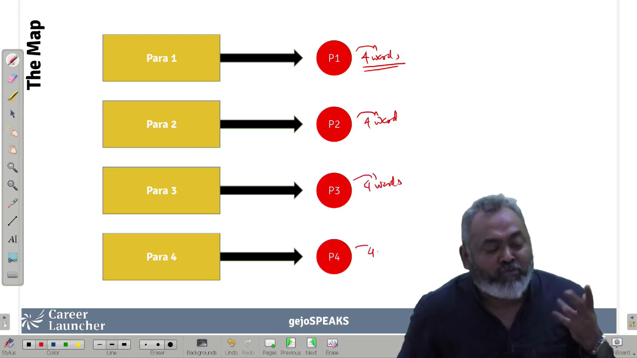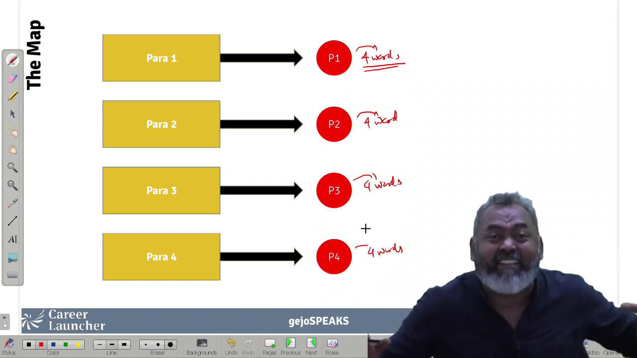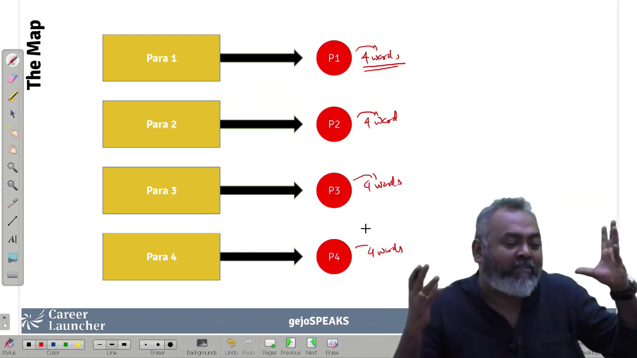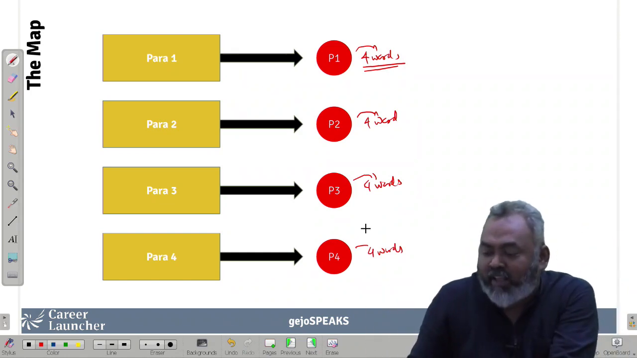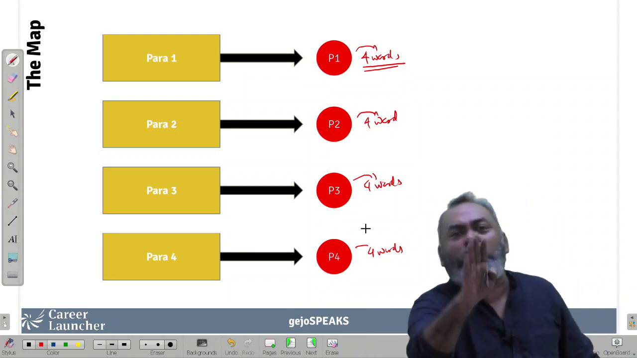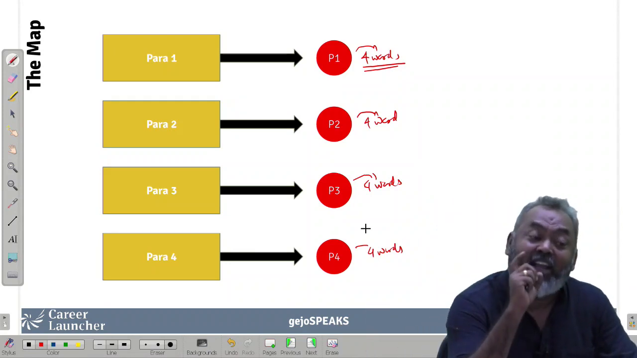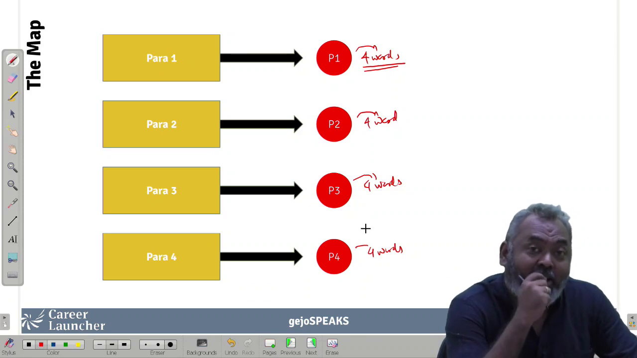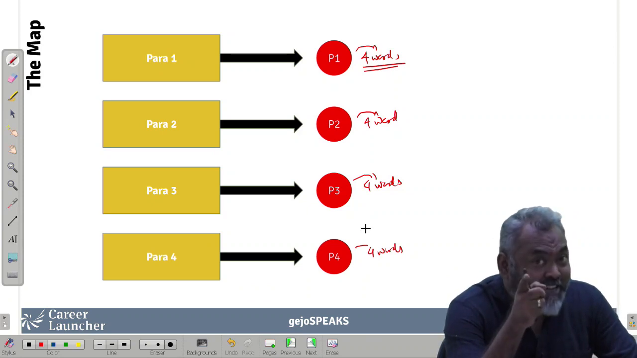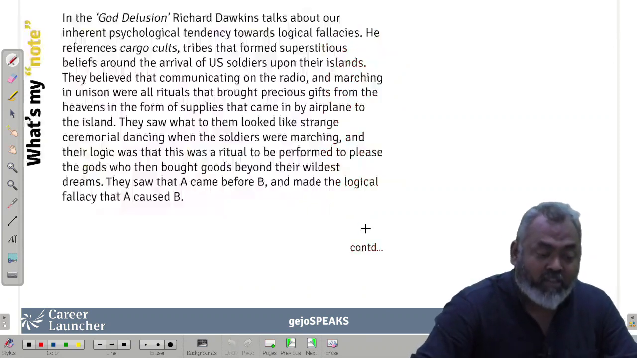Can I say four to five words, probably maximum, not a sentence? You should not write a paragraph. You should not have notes that are actually bigger than the paragraph. That doesn't make any sense. Four words, three words, two words. Can I express the idea that is given in the paragraph? Let's see how. Let's start with the first paragraph.